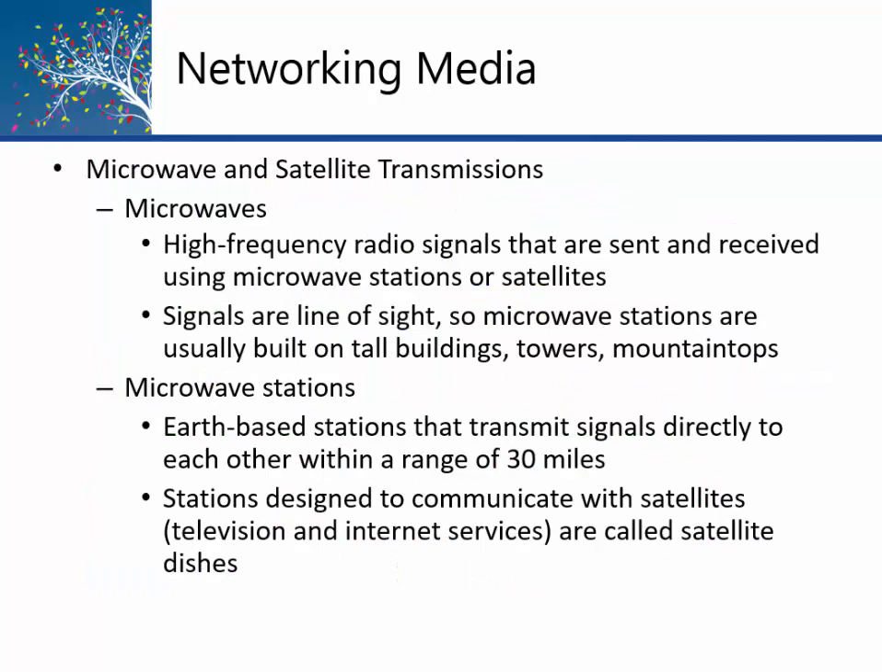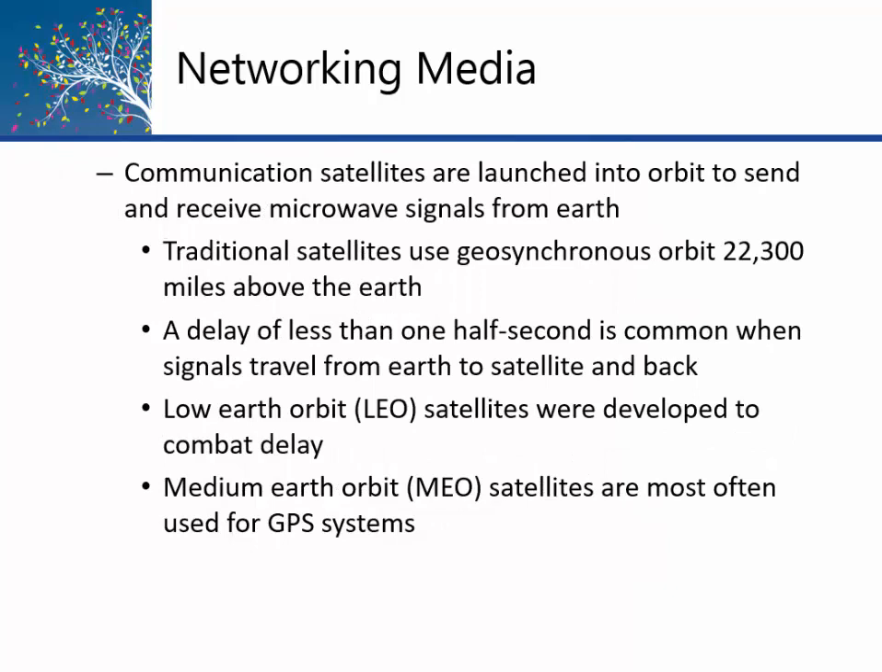Microwaves require line of sight. Microwave stations are therefore typically very high, or on the top of buildings in cities, and the satellites are microwave stations. They use microwave transmissions to hit the satellites up in the sky. You can be low Earth orbit or medium Earth orbit for where those satellites are. The GPSs are typically in medium Earth orbit.